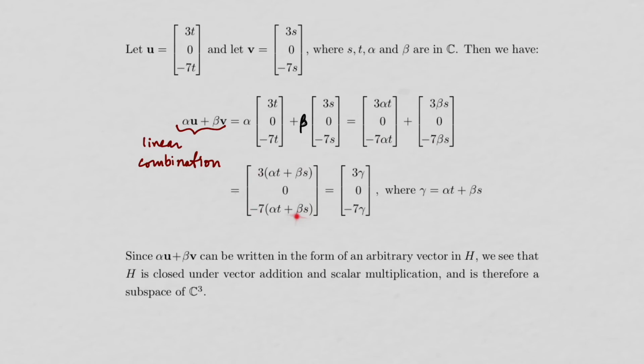And now I can see that this is in the form of 3 times alpha t plus beta s, and then this down here is in the form of minus 7 times alpha t plus beta s. If I just call alpha t plus beta s some new letter like gamma, then the vector here can be written as 3 gamma, 0, minus 7 gamma, which is in the form of an arbitrary vector in H. In other words, it's 3 times a number, 0, minus 7 times the same number. So, since this linear combination can be written in the form of an arbitrary vector in H, H is closed under vector addition and scalar multiplication, and therefore it's a subspace of C3.